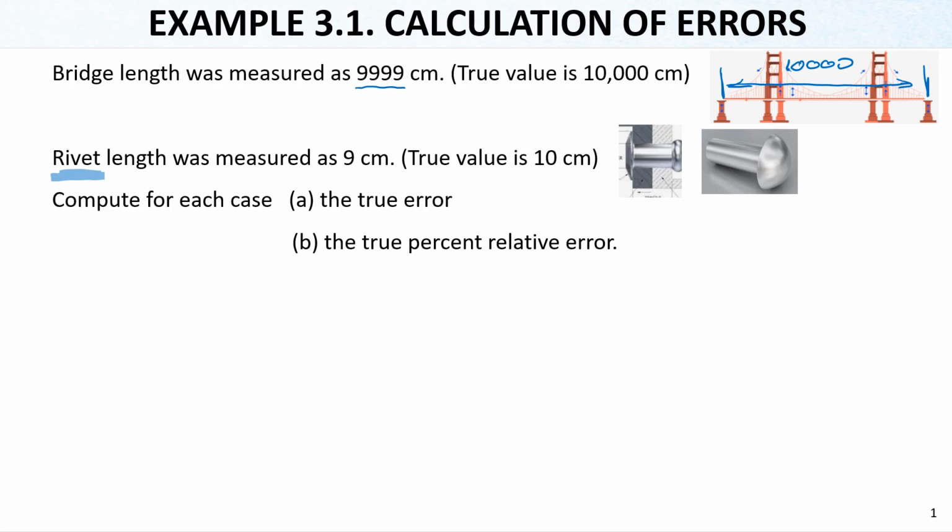Similarly, we have a rivet application, and a rivet means a connector. Actually, it connects two or more parts. You can see two parts here, and it connects them by attaching them to each other. And we know that the length of this small component, the true value, is just 10 centimeters. But when we measured it, we measured 9 centimeters according to this example. So we want to calculate the error for each case, simply the true error and the true percentage relative error.